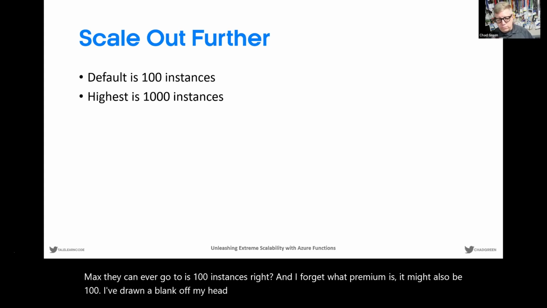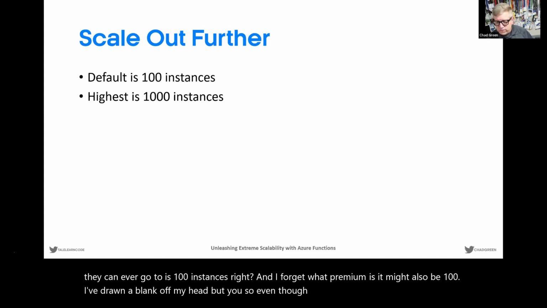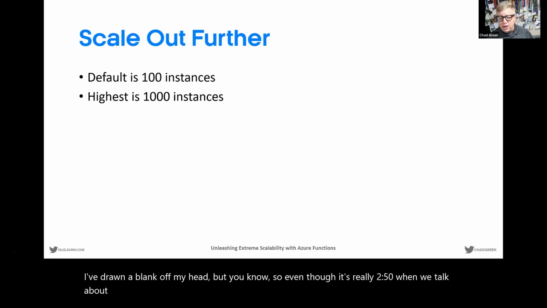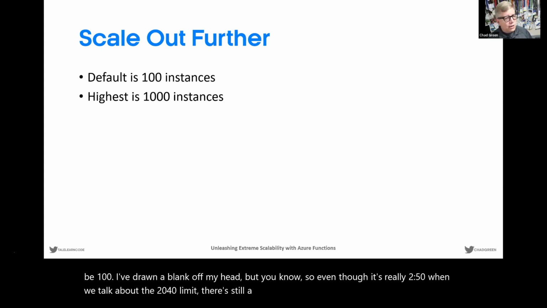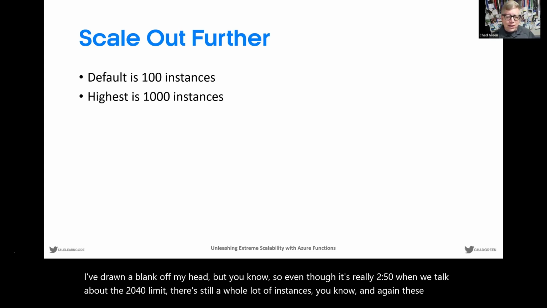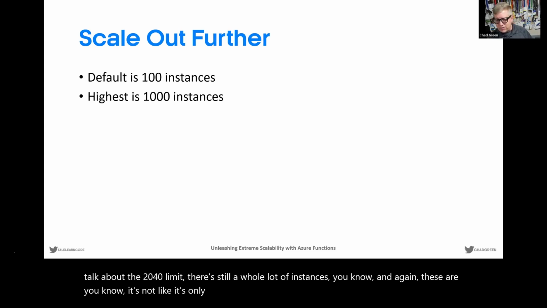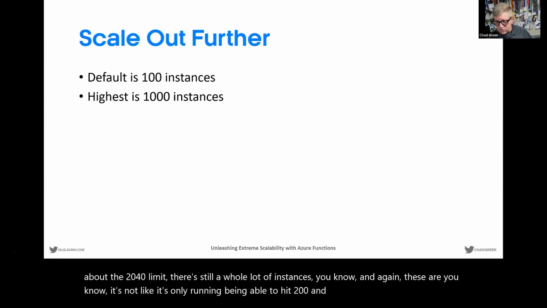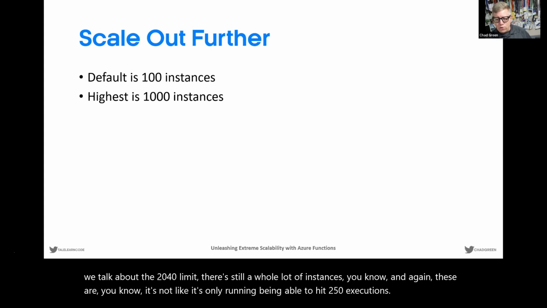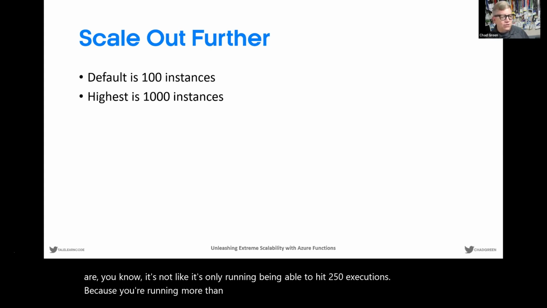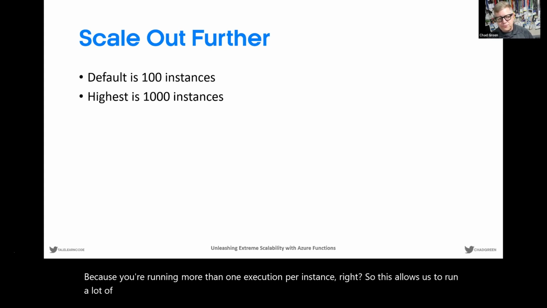But so even though it's really 250 when we talk about the 2048 limit, that's still a whole lot of instances. And again, it's not like it's only being able to hit 250 executions, right? Because you're running more than one execution per instance, right? So this allows us to run a lot of stuff in here.